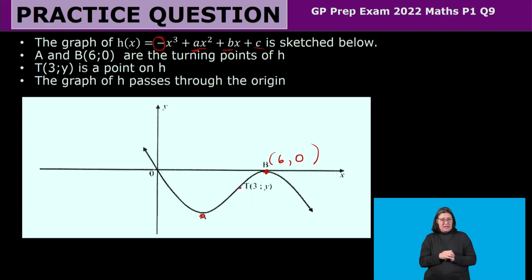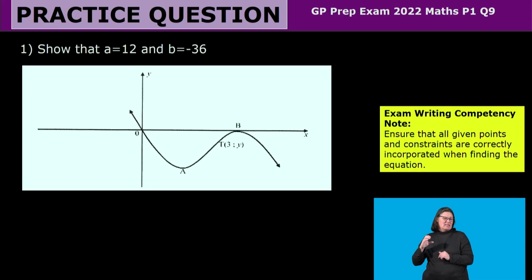The graph of h passes through the origin, so therefore we know straight away without doing any working that this value C must be 0. How do I know that? Because you can see that this graph is going through the origin, so therefore the y-intercept is 0. So straight away I can already make an alteration to my equation and say h of x is equal to negative x cubed plus ax squared plus bx. C is 0. All right? The question says, show that A is equal to 12 and B is equal to negative 36.